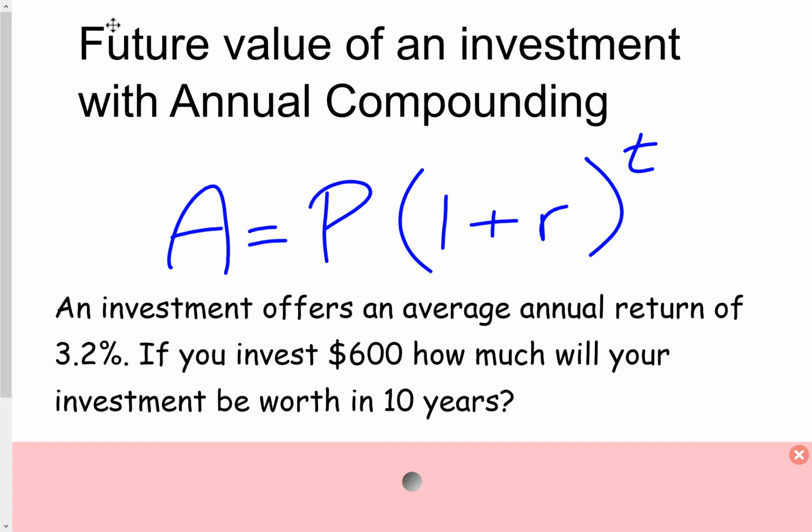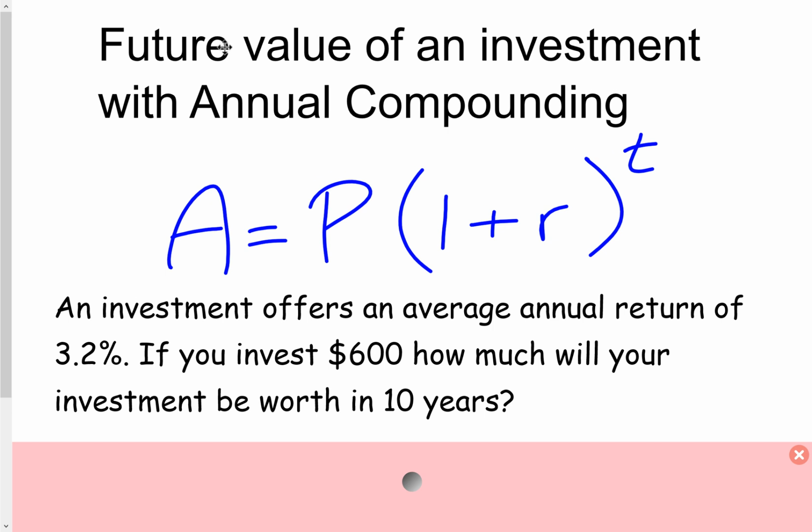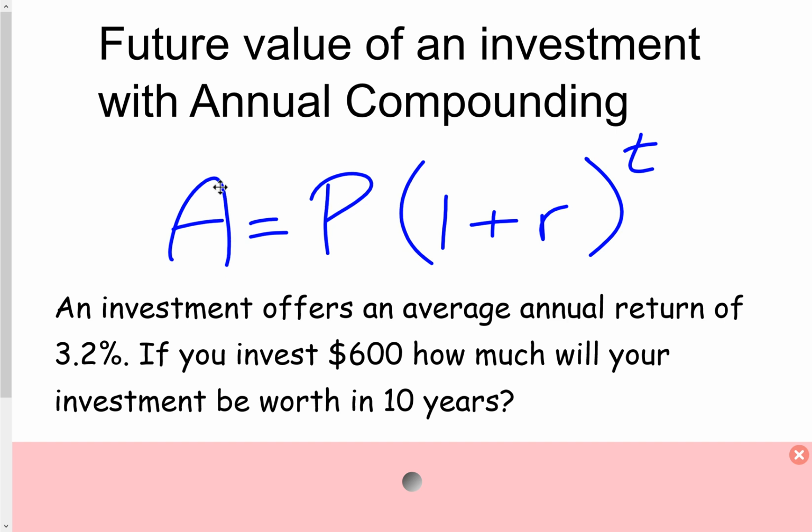So, future value of an investment with annual compounding. All right, we've got the A equals P times (1 plus r) to the t power formula. A is the amount, the value. P is the principal or initial amount. 1 plus r, where r is the rate as a decimal. And t is time in years.